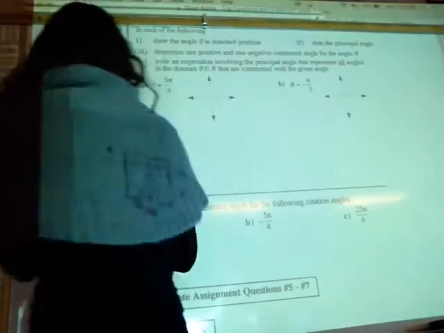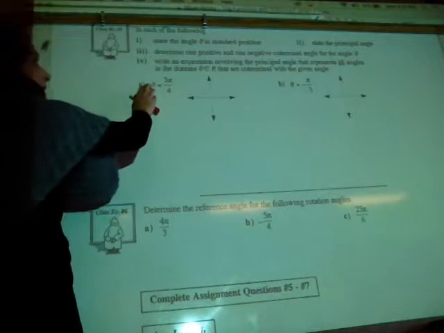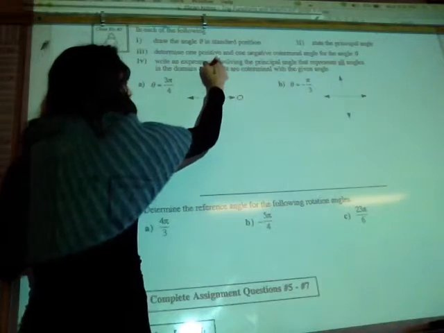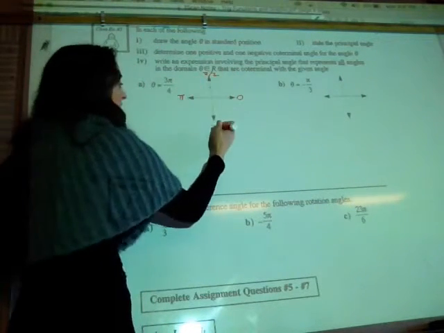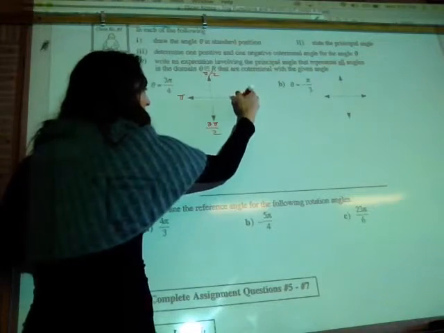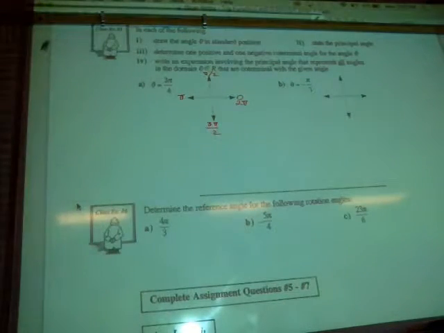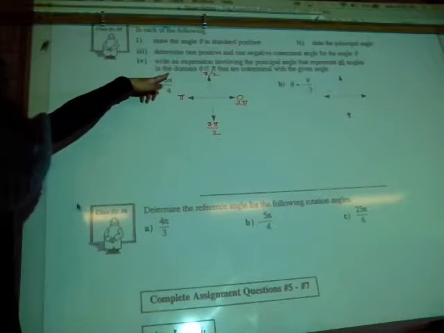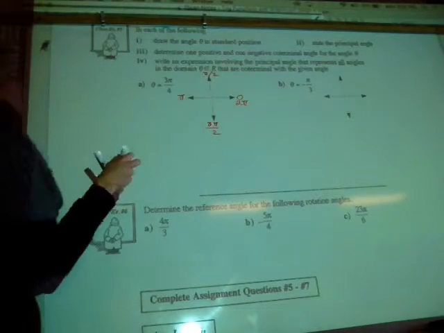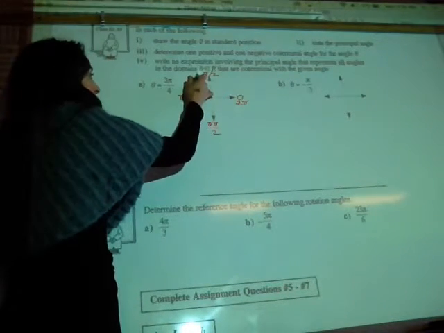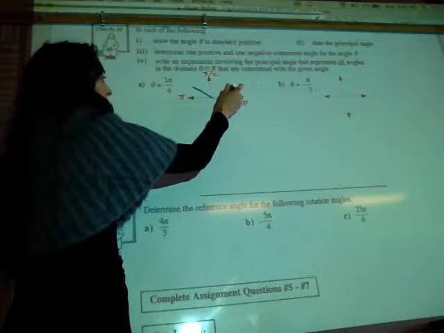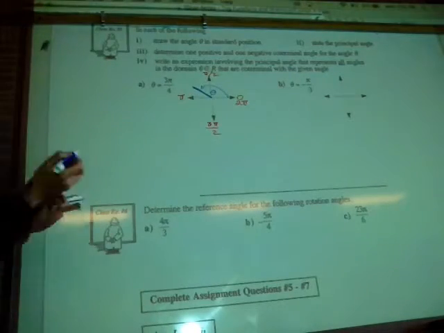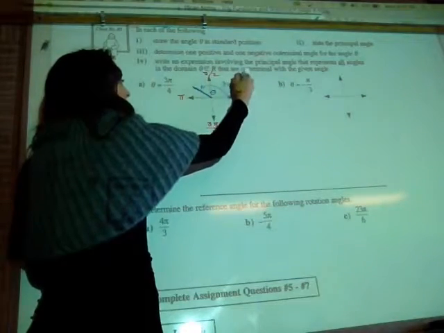Okay, so our angle is equal to 3 pi over 4. So let's just label this out again. We have 0, pi over 2, pi, 3 pi over 2, and back at 2 pi. So 1 full pi is 180 degrees. 3/4 of a pi, it's not quite a full pi, right? So we're going to terminate somewhere here. We need to figure out a coterminal angle to this angle here. Okay, this rotation angle is 3 pi over 4.